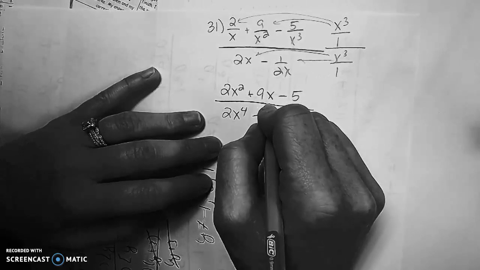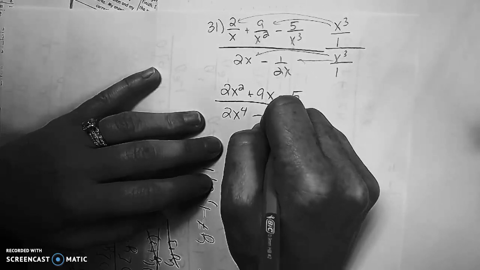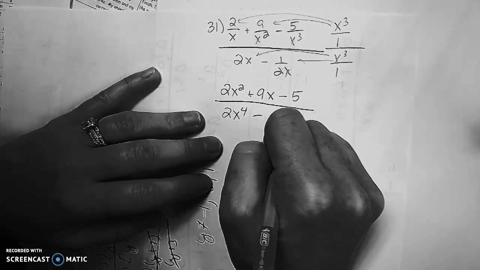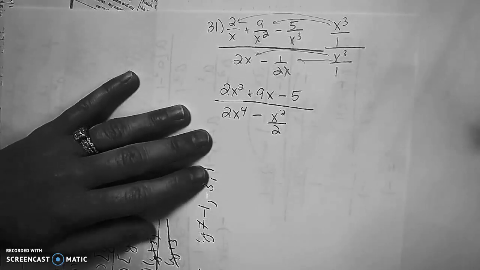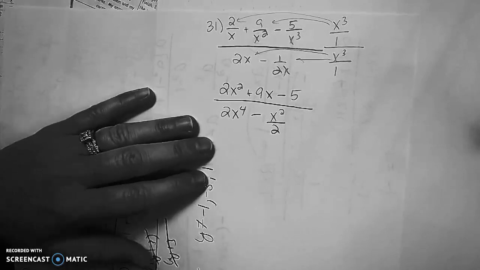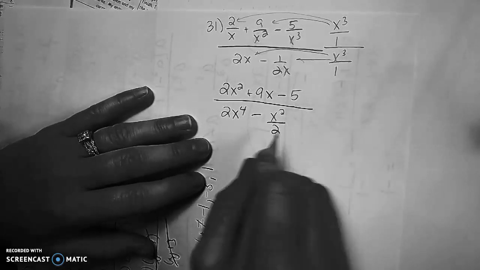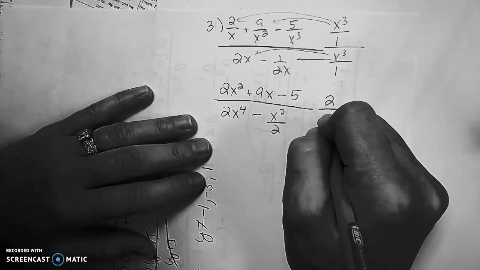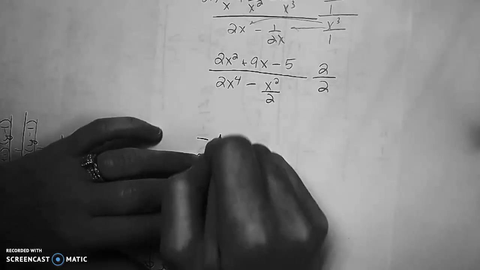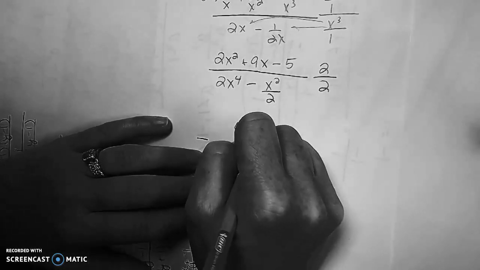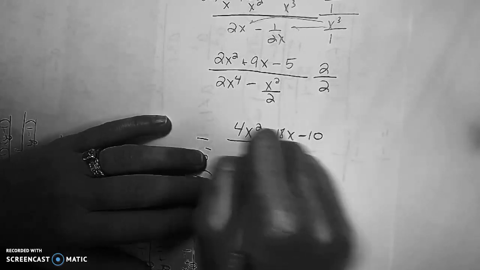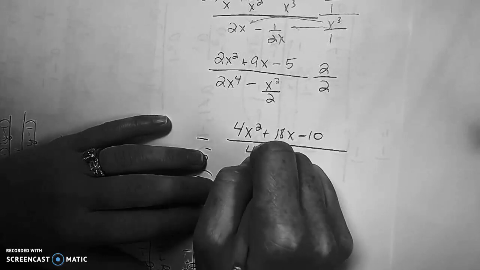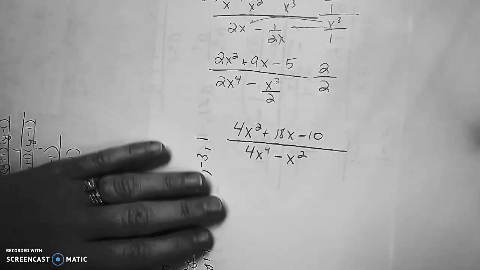Minus just an x and an x cubed cancel. I'll have x squared over 2. So actually I didn't grab enough for my well-chosen one the first time. I haven't had any coffee yet, so that's probably why. So I'm going to go back and eliminate this 2, which means I'm going to multiply everything by 2. I'll now have 4x squared plus 18x minus 10 over 4x to the 4th minus x squared.